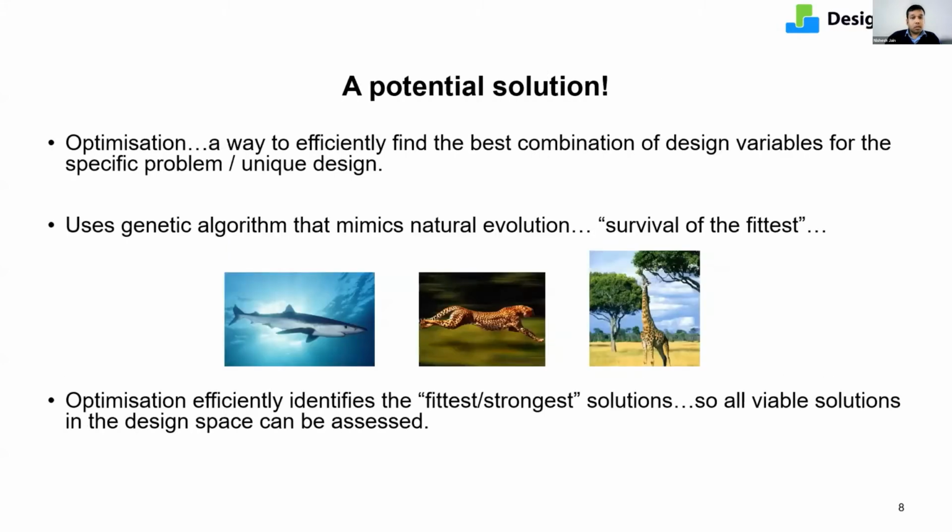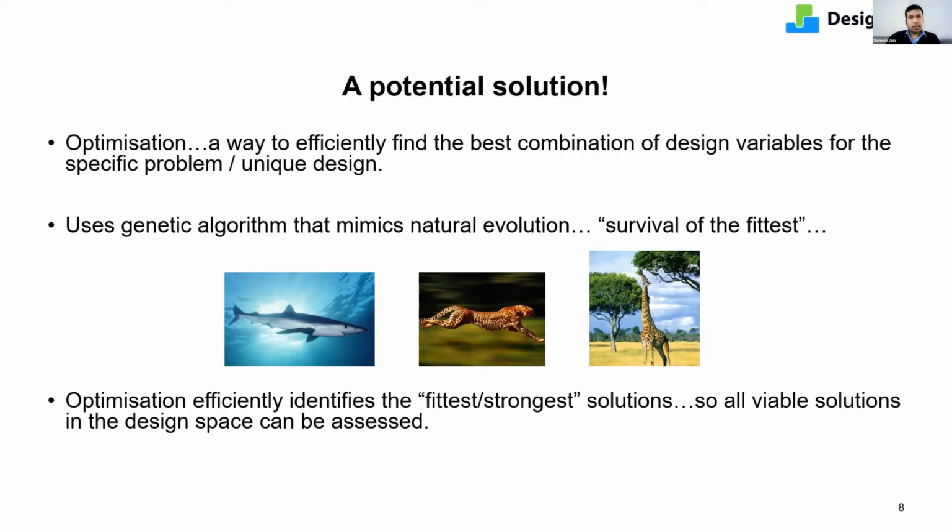So the whole point of optimization is that it does enable you to quickly and effectively search the whole design space. You can find the optimal combinations of all the design variables. It does this by using the genetic algorithm, which works on the survival of the fittest principle of natural evolution. Using this algorithm, optimization provides the design team with confidence that they have identified all the strong solutions that are possible in the design.